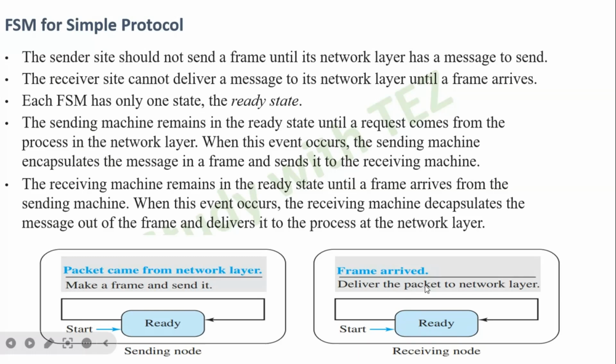The same thing applies to the receiving node as well. There is only one state. Once the frame arrives from the sending node and the data link layer gets the frame, it will do the decapsulation and deliver the packet to the network layer. So this is how it works. The receiver side cannot deliver the message to its network layer until the frame arrives. That is as simple as that. On both sides, this ready state is the only state that is possible.